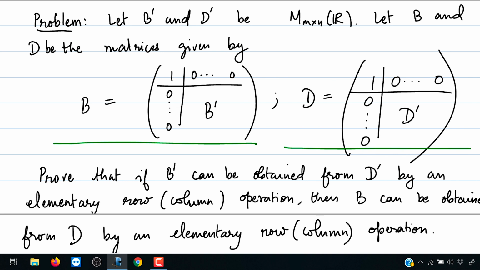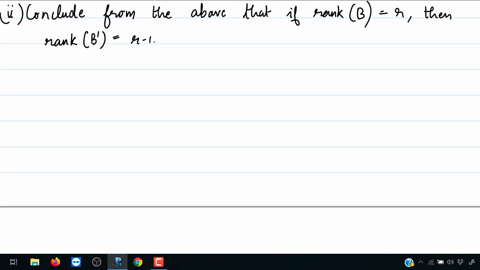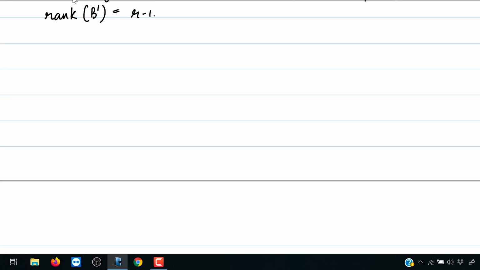some other matrix, obviously it will not be the same. The row operations applied to B prime is by an M cross M matrix. Now in the case of B, there will be an M plus 1 cross M plus 1 matrix, which will give the row operation from D to B. B is obtained from D by an elementary row operation. Let's prove this and understand exactly how the solution works.